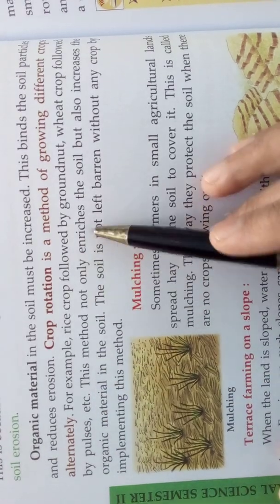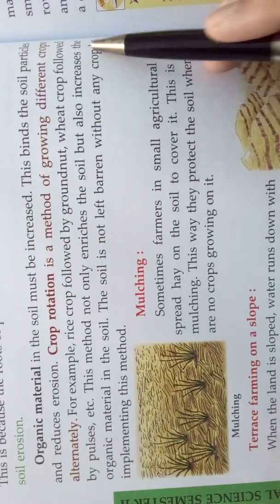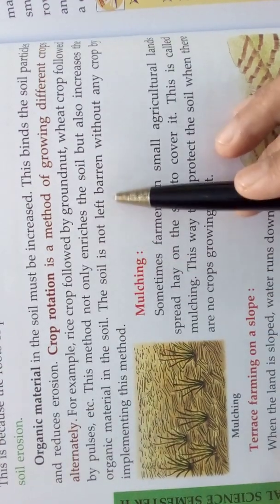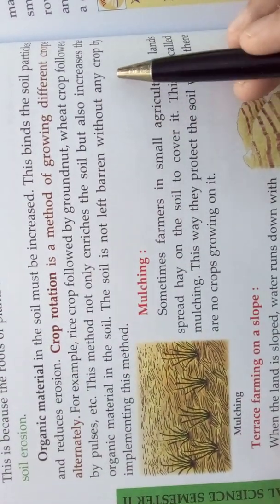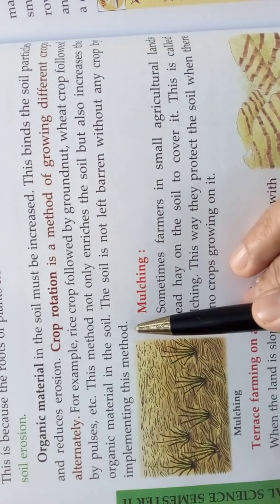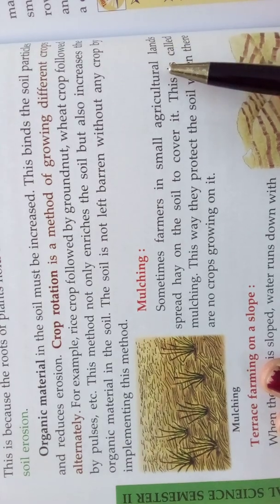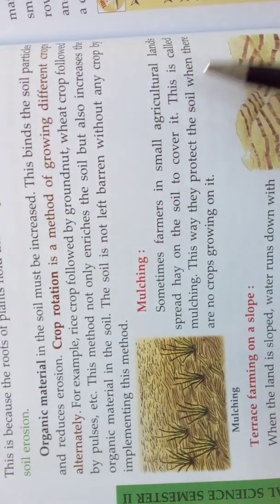This method not only enriches the soil, but also increases the organic material in the soil. The soil is not left barren without any crop by implementing this method, so the soil won't be kept barren. That is due to this crop rotation.